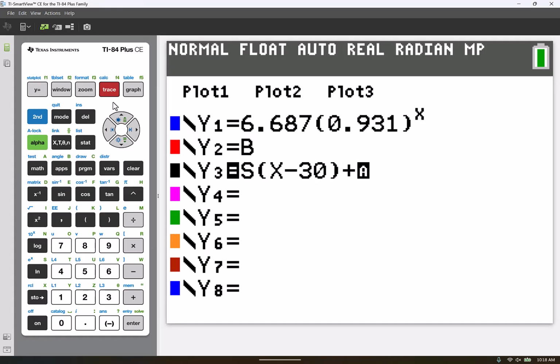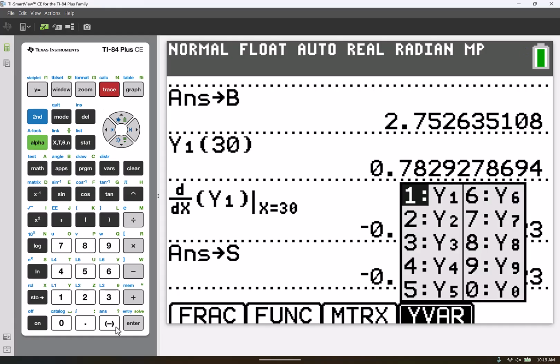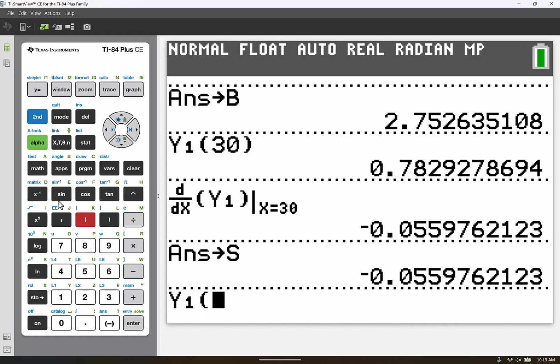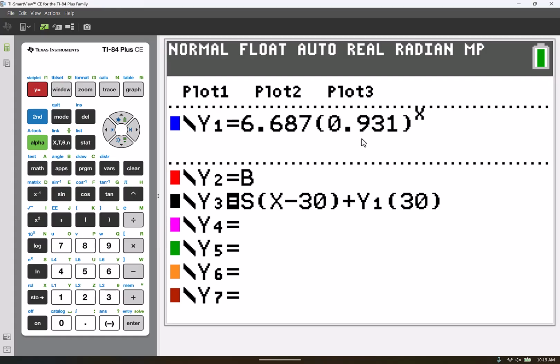I'm just going to go alpha trace Y1 at 30. Wait, Y1 at 30 was negative, right? No, it was positive. So there it is. I think I did everything correct. No? Okay. You guys don't like the Y1 at 30? Check it before you wreck it. Check yourself before you wreck yourself. Yeah, when I move it to the other side, it turns to positive, right? 0.782. There it is. So I think I did everything correctly.